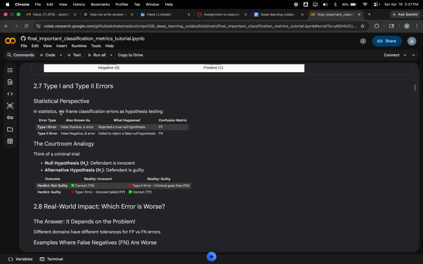In statistics, we frame classification errors as hypothesis testing. There are two types of error: type 1 error and type 2 error. Type 1 error is a false positive. Basically, you rejected a true null hypothesis, which is a false positive. Then we have type 2 error, which is a false negative. So you fail to reject a false null hypothesis.